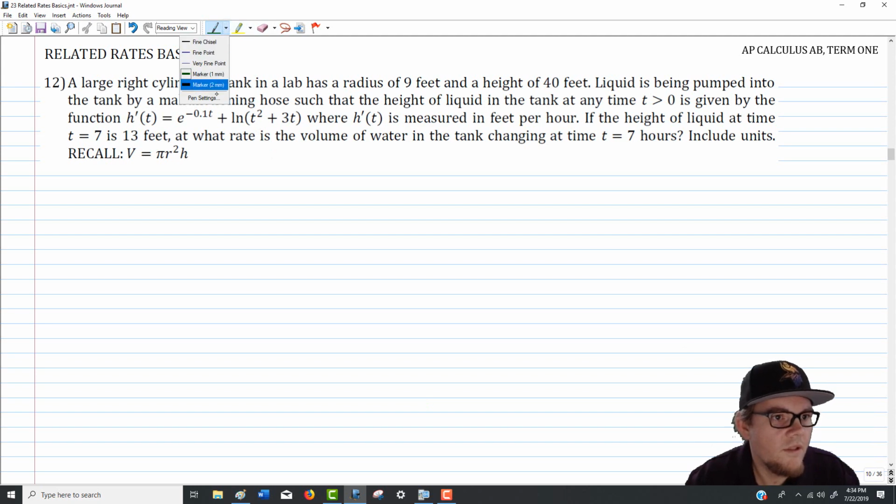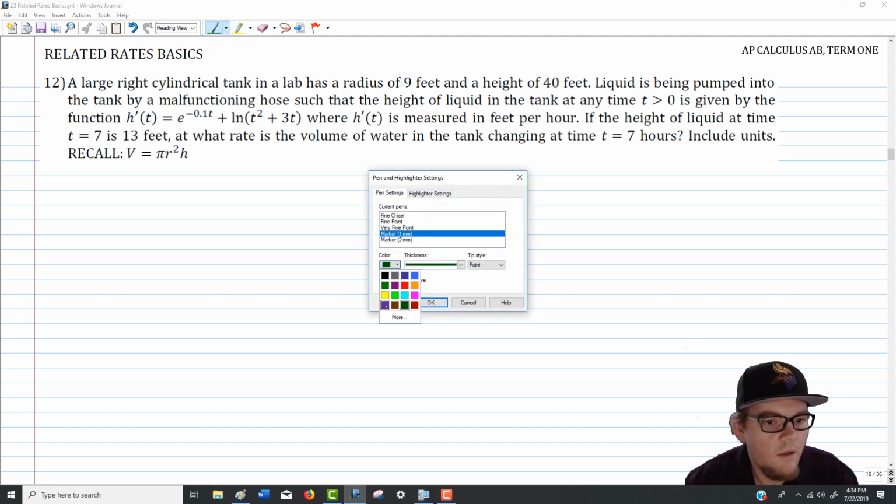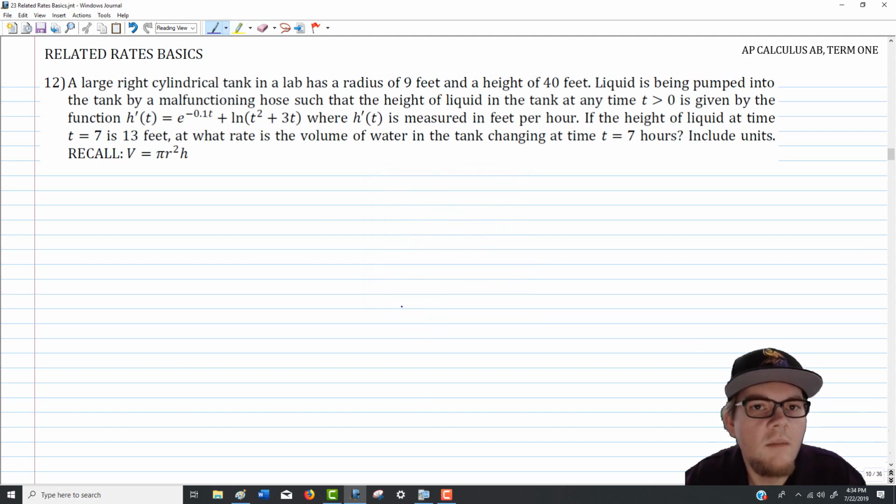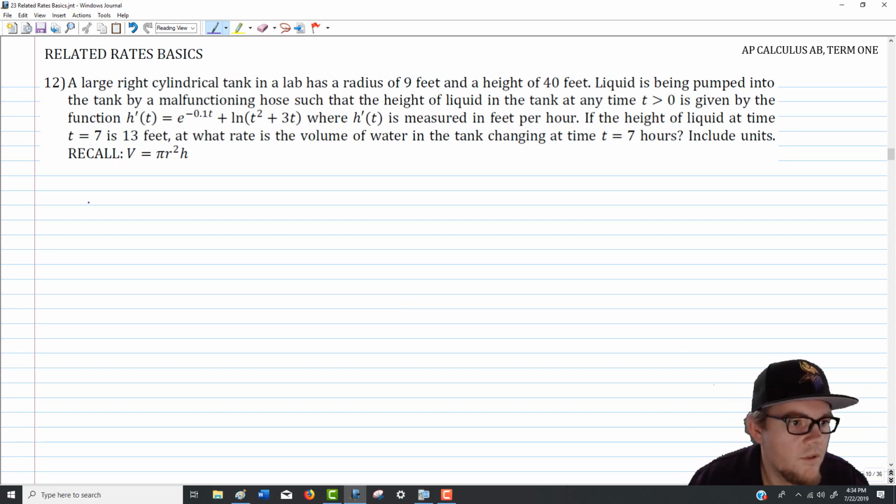Okay, that next brings us to question number 12. Question number 12 fits into that kind of mold like the Jalen pixeling question. In question 12, we're told first, a large right cylindrical tank in a lab has a radius of 9 feet and a height of 40 feet. So I'm just going to go ahead and start by marking that on here and drawing a quick little diagram.